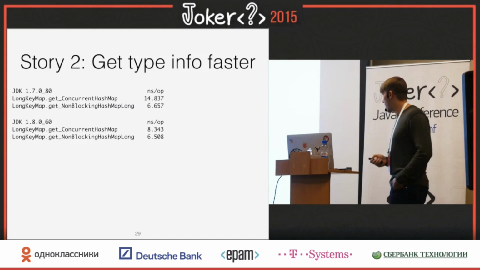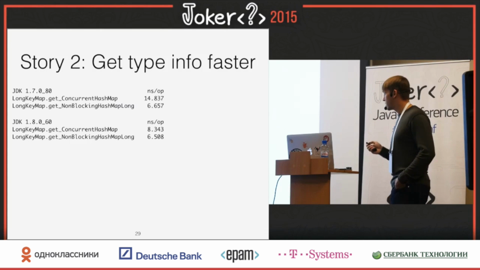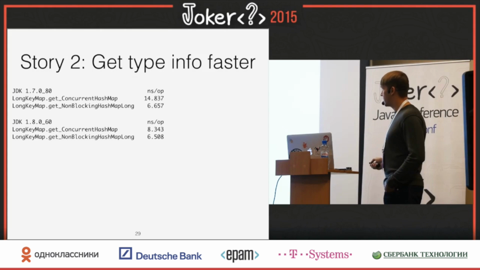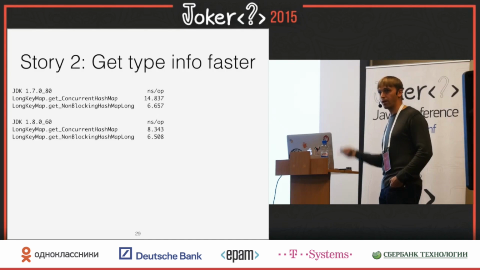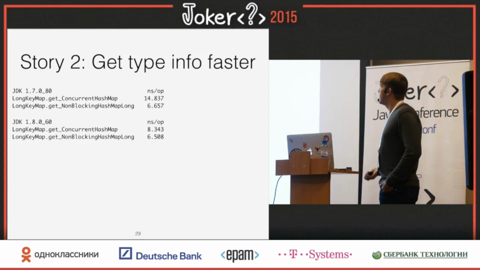Is it better? Wow, this is much better. Look at the ConcurrentHashMap times. They went down a lot. We still generate garbage, but nevertheless, we are almost closing the gap. This one is still better because we don't generate the garbage, so we don't put pressure on the memory allocator. We don't put pressure on the garbage collector.